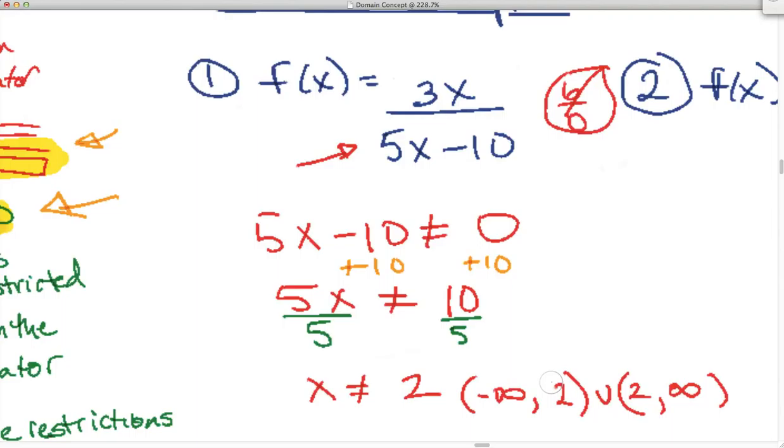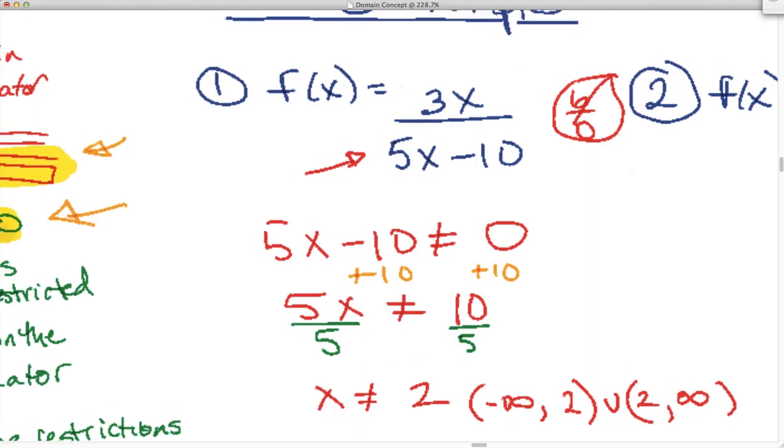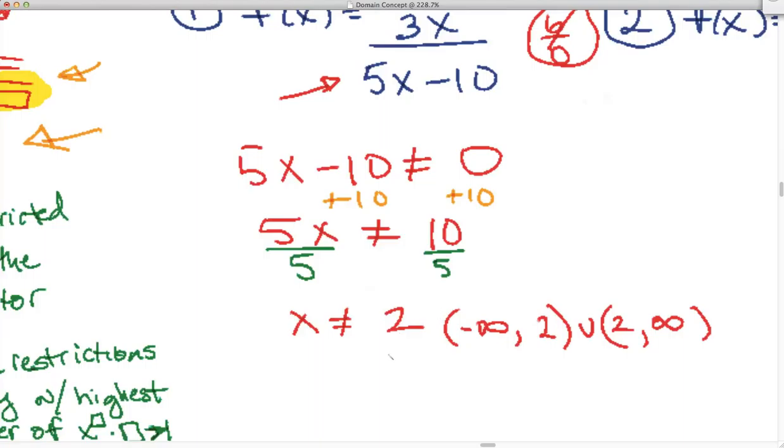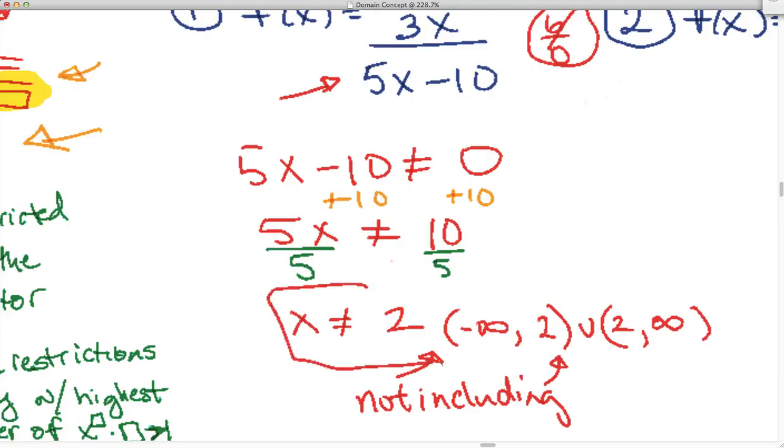Okay, so these parentheses mean up to, but not including. Make sure you know that distinction, because if it was a square bracket, that would mean it included that number. You can never include infinity. I can't include that 2 because that's what we just found out in this problem by doing the domain work.